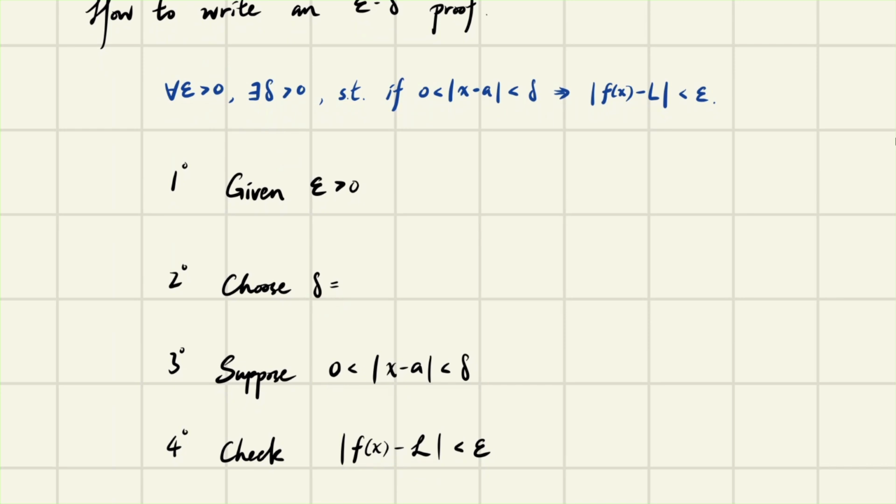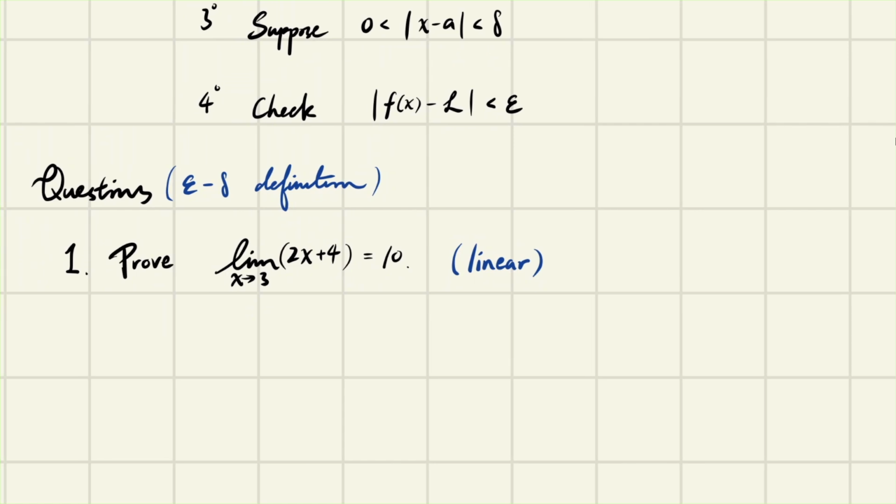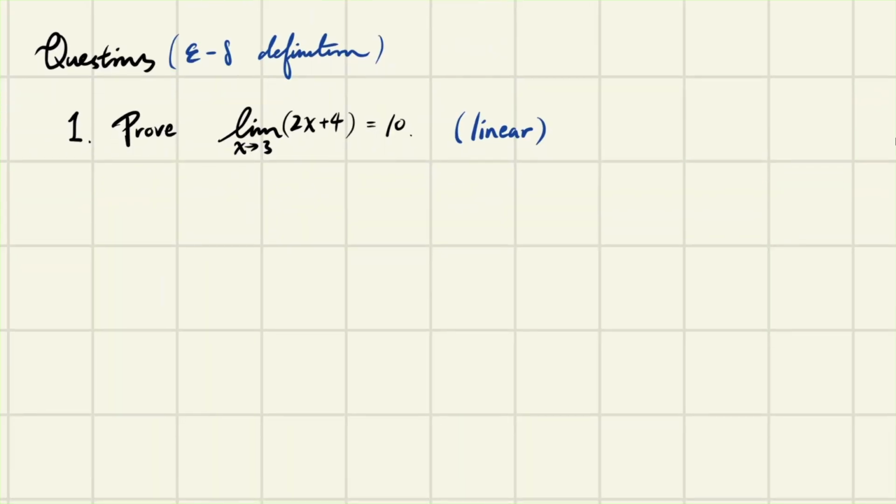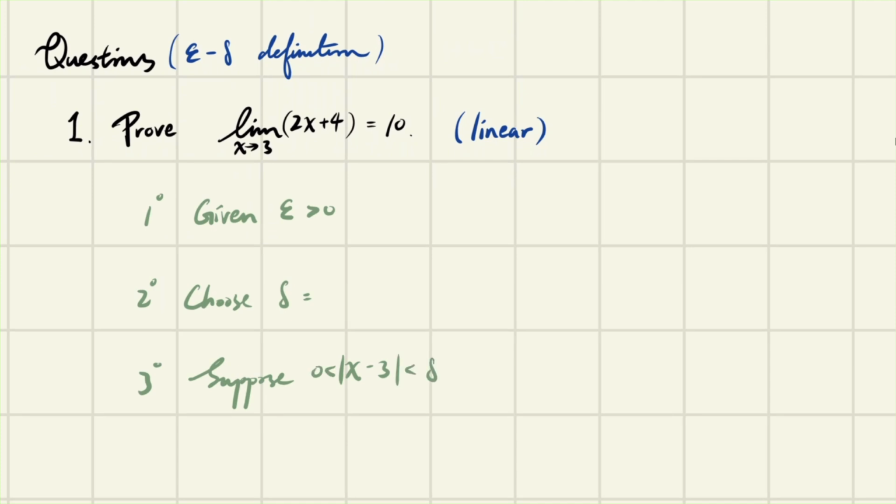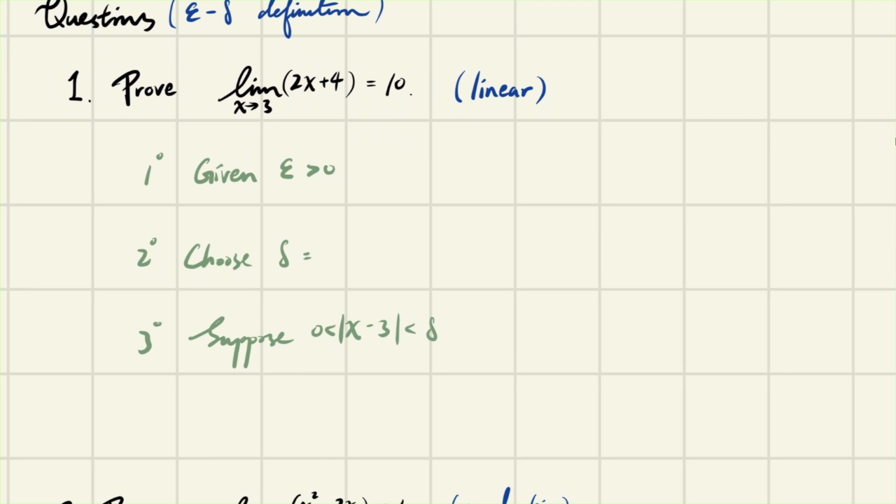Okay, so the first example we're going to give is a linear function. So how do we write it? Firstly, again, given an epsilon greater than 0, and secondly, we choose delta equals to, we don't know what yet. And now for the third step, we suppose our absolute value of x minus 3 is between 0 and delta. Then we check if it's true or not. So check.